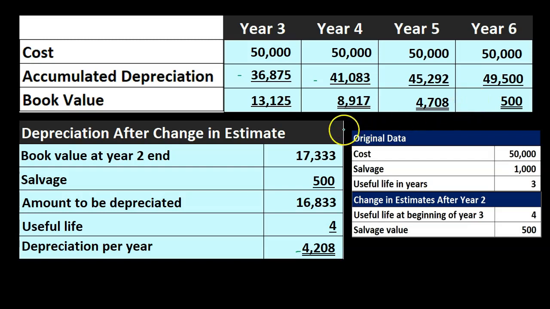So you can see as we start from this point in time, we can arrive at the 500, our stopping point, that being the salvage value, without having gone back and made the changes to the original estimate. We didn't make this calculation based on the 50,000 cost. We basically took the book value as of the point in time that we thought the estimate had changed, that being 17,333, then moving forward with that based on the new information that we have.